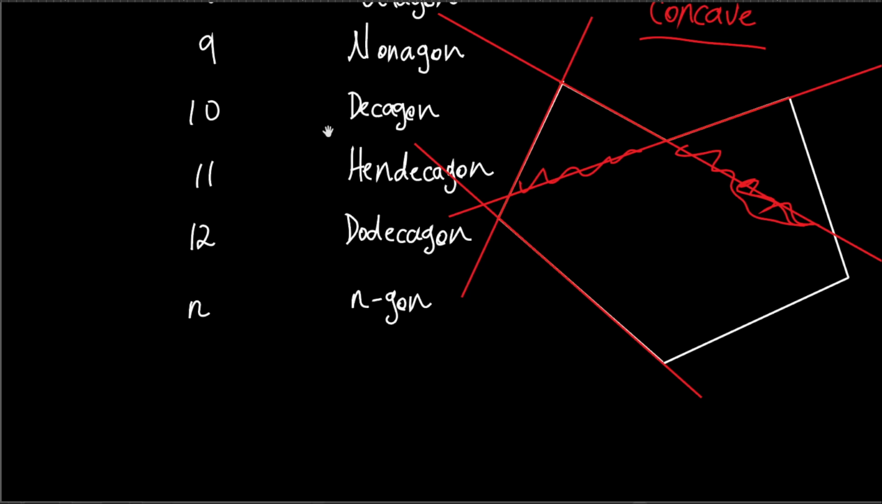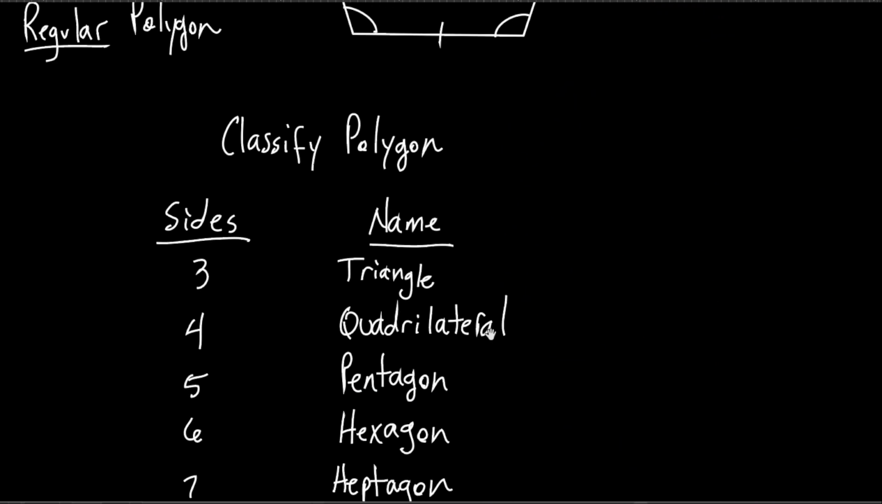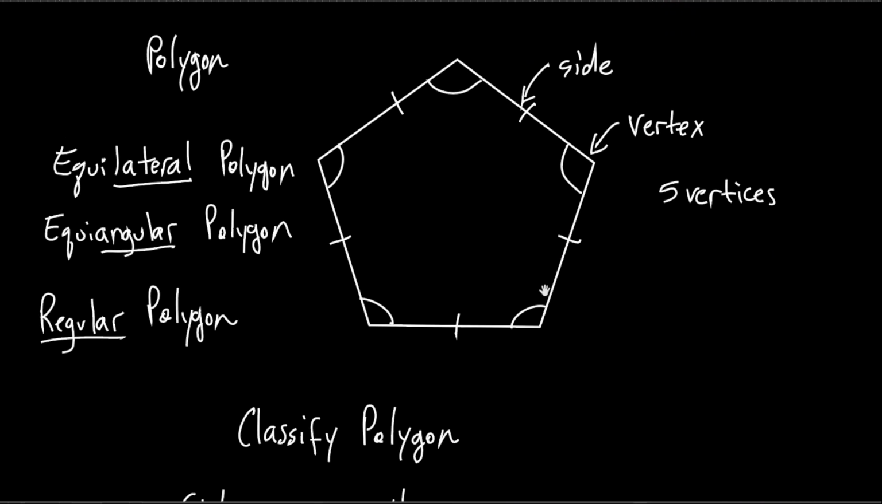Let's see. I think we're going to stop there. Oh no, let's do this before we stop. Let me make sure I got everything. Yeah, we got a couple minutes. I can do this real quick. Let's go back up to this polygon right here.